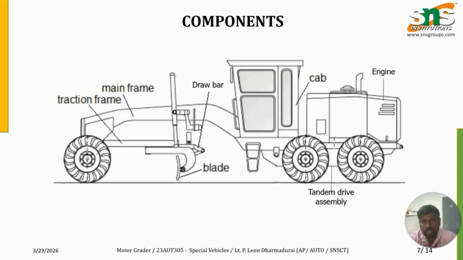This blade can be flexibly moved to the required angle for making the grade at all types of angles, without turning the vehicle. We can just twist or turn the blade and achieve the grading process that we are planning. There is also the driver cabin, and behind the driver cabin there is the engine and the tandem drive machinery. These are some basic components involved in motor graders.